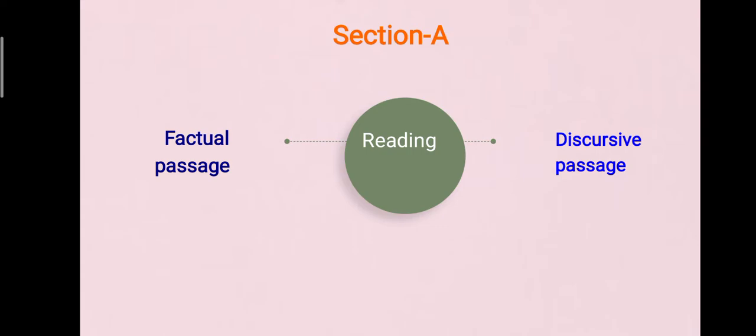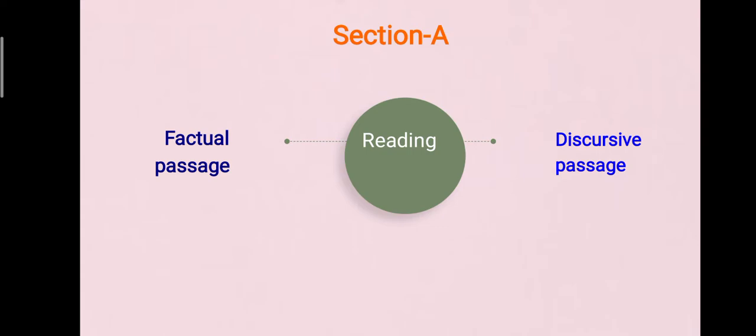So for a factual passage you will be getting 8 very short answer type questions, and each carries 1 mark. And in case of a discursive passage you will be getting 4 short answer type questions, each carries 2 marks, and 4 multiple choice questions. So for multiple choice questions, you'll be getting vocabulary based questions, and they may include word formation or meanings, synonyms and antonyms. So have that in mind.